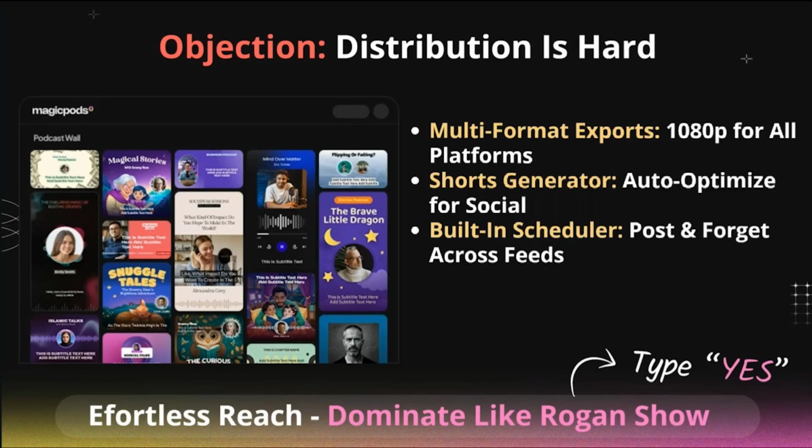Because we give you multi-format exports, 1080p for all the platforms, short content generated and auto-optimized for social, reels, TikToks and everything that's portrait style, and a built-in scheduler. You post and forget across Facebook and Instagram. Effortless reach and dominate like the Rogan show. Type yes into the chat room right now if you want to dominate with MagicPods AI, just like Joe Rogan is doing with their podcast, just like Huberman Lab is doing with their science podcast as well.